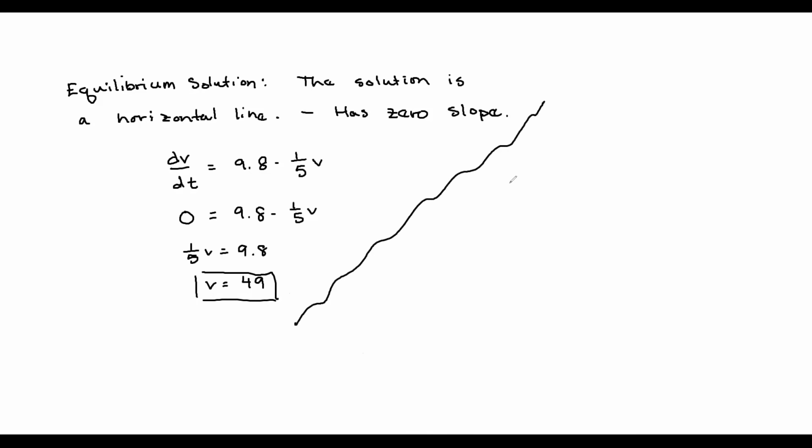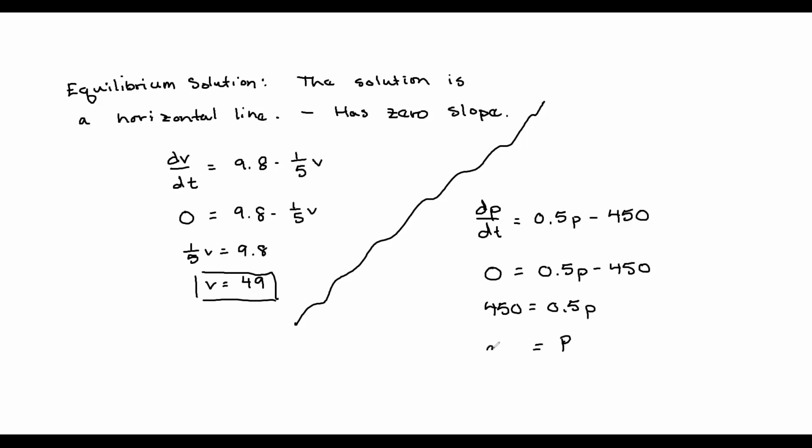All right, so for our other problem, we had dp/dt equals 0.5 p minus 450. So what would the equilibrium solution be here? Well, to figure that out, we could set dp/dt equals 0. And then we'll get 450 equals 0.5 p, and then p equals 900. So this tells us that we should look to zoom in around 900. Okay, so now let's go through and switch back over.